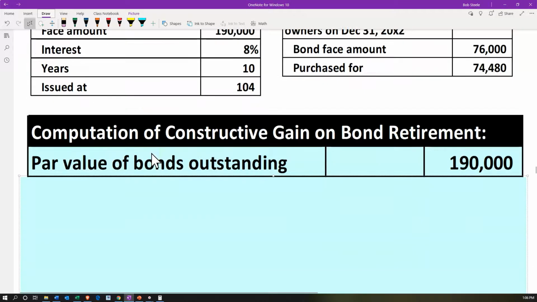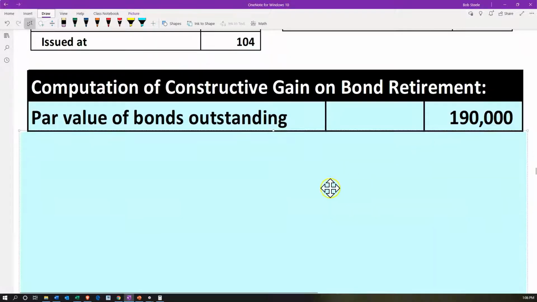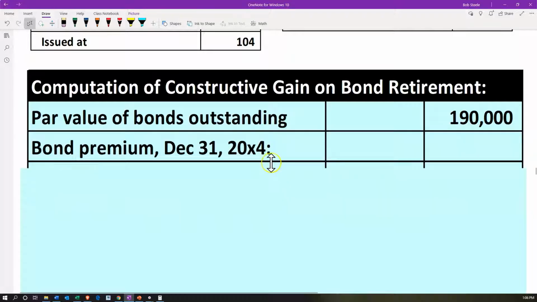Now we're going to go to the computation of the constructive gain on bond retirement. Computation of the constructive gain on the bond retirement, a result of P purchasing the bonds basically from the third party here. Okay, so we're going to say the par value of the bonds outstanding are the 190,000. That's the original issue of the 190,000, even though the purchase of the bonds was 76,000 by P. The original issuance is the 190,000.